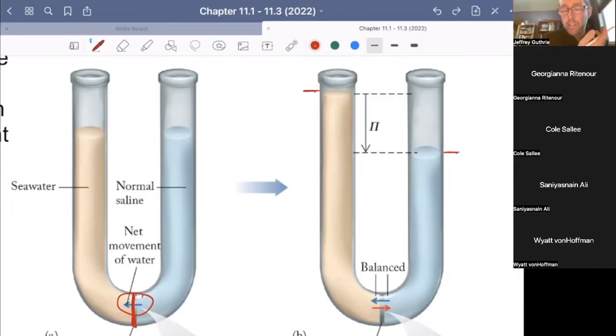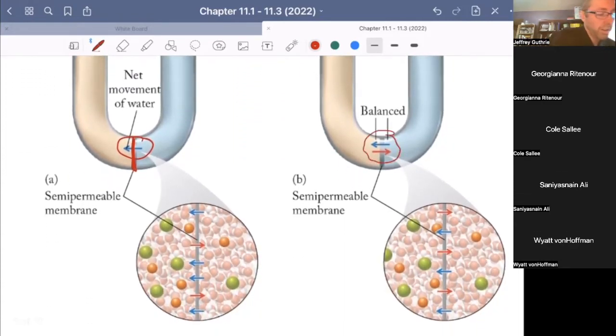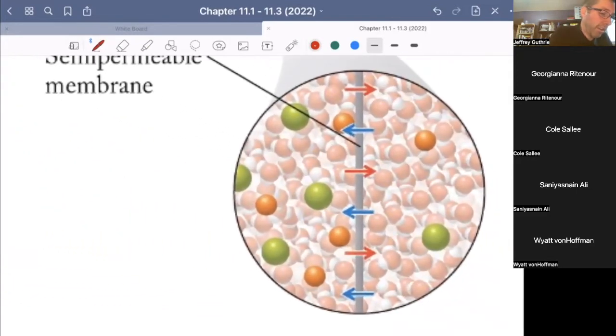But at some point, the concentrations of solute will become equal, and then we have a balance of flow. The flow is going equally left and right, so there's no net increase or decrease of water on either side. Basically, each of these two levels won't move, because the water is moving back and forth equally. If you look up here, you can see there are an equal number of red and blue arrows.